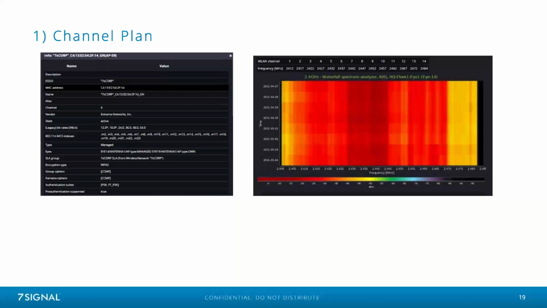In my career at 7SIGNAL, I've seen many customers where we assumed the channel plan was X, and it turned out to be vastly different, Y. Not sure if you guys have seen that in your experience, would love to hear about it. But having the spectrum analysis is that check of being able to see that medium.